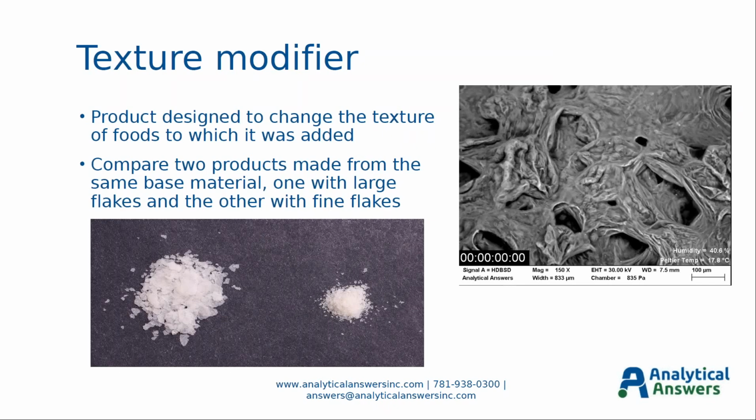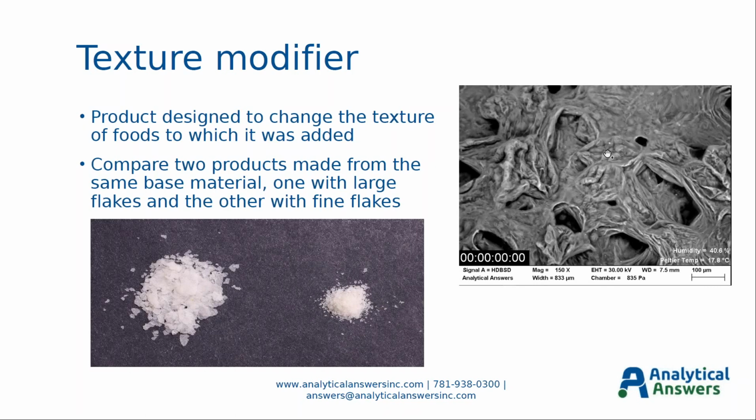Now I'd like to go into an example of a foodstuffs project. This is a texture modifier which can be added to modify the texture of foods to which it is added. Here we have two materials. They both come from the same base stock, but then they're processed in two different ways.